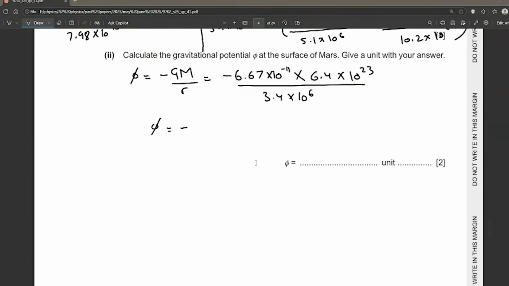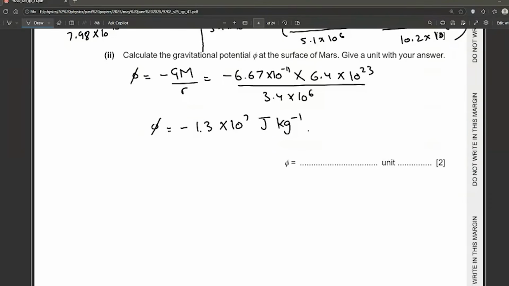The answer for gravitational potential comes out to be negative 1.3 into 10 raised to the power of 7. Very good. Negative 1.3 into 10 raised to the power of 7. What will be the units of gravitational potential? Always remember the units of gravitational potential are joule per kg, J kg minus 1.